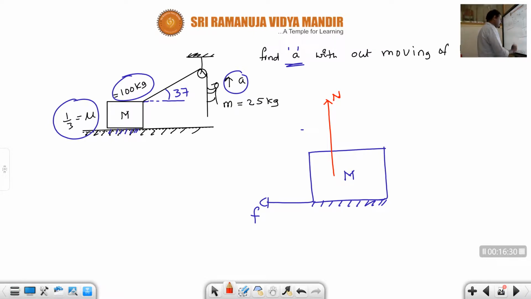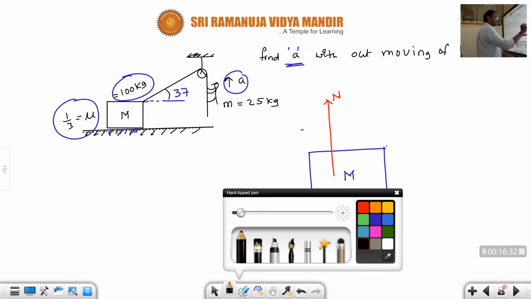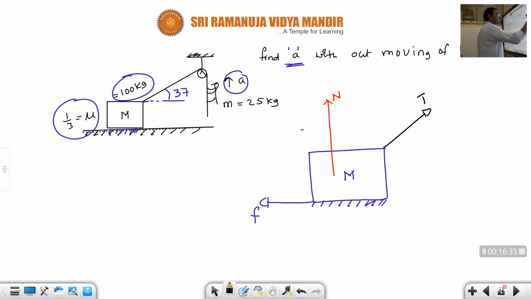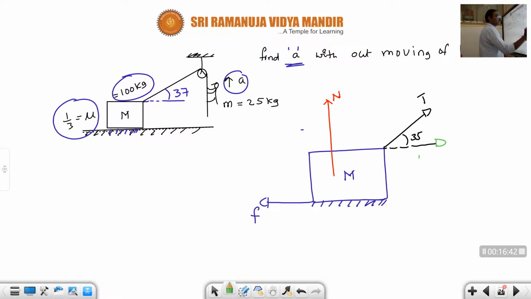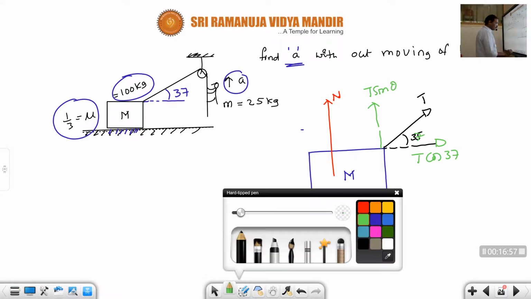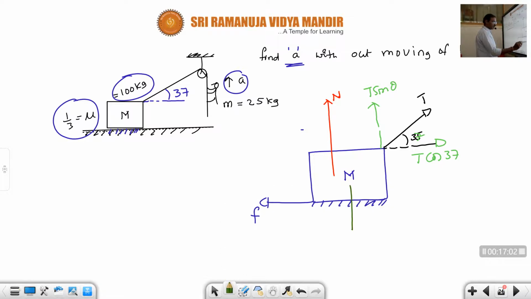Now this is the tension force T, at an angle of 37 degrees. By resolving the tension into components, it is T cos 37 and T sin 37. These are the components of the tension. The weight of the block, mg, acts in the downward direction.